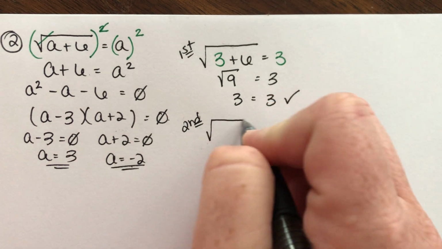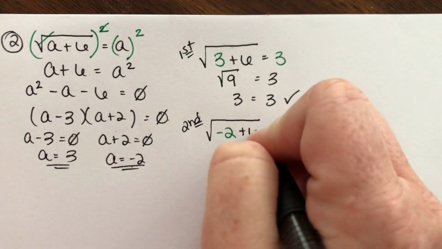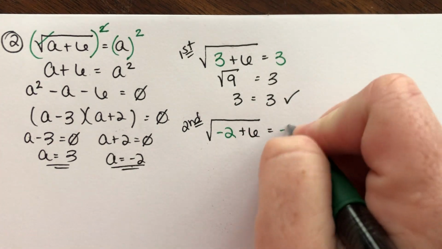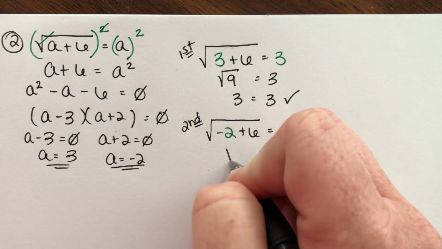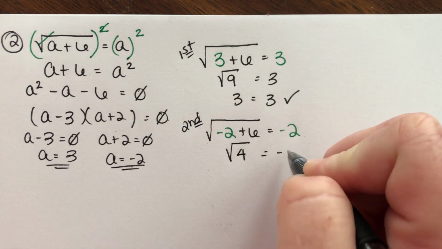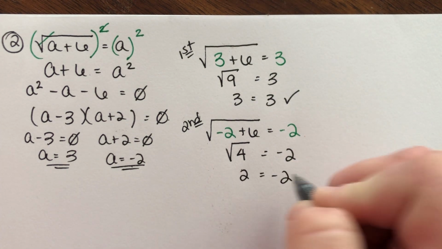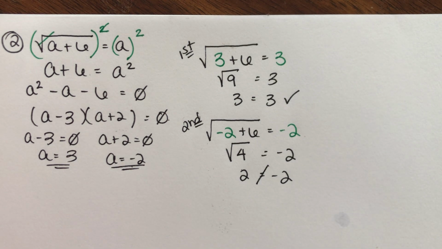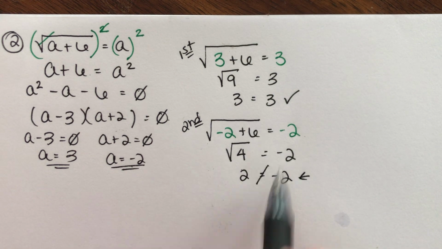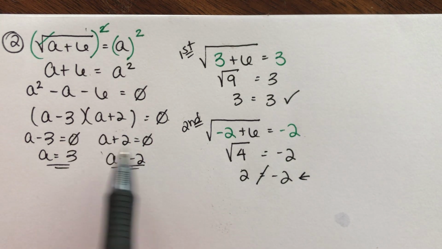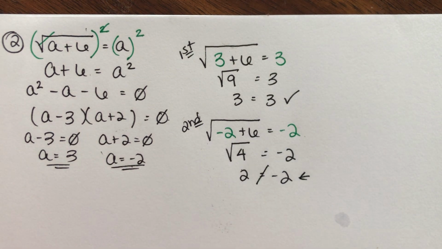Second solution is negative 2. So I'm going to plug that in. Square root of negative 2 plus 6 equals negative 2. Okay, so now I start simplifying. Negative 2 plus 6 is 4. So I get square root of 4 equals negative 2. And the square root of 4 is 2, which is not equal to negative 2. So this is an extraneous solution. It's a solution. We got this once we solved, but when we plug it back into the original equation, it doesn't give us an accurate answer.